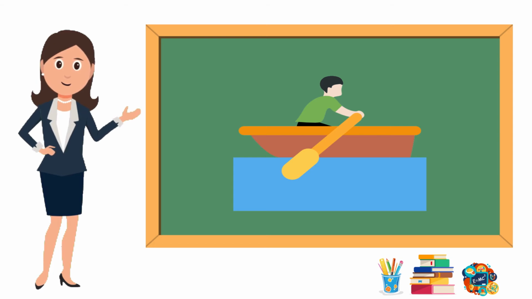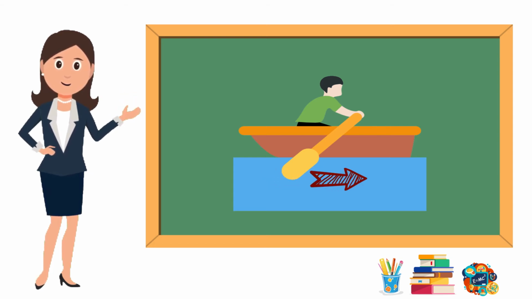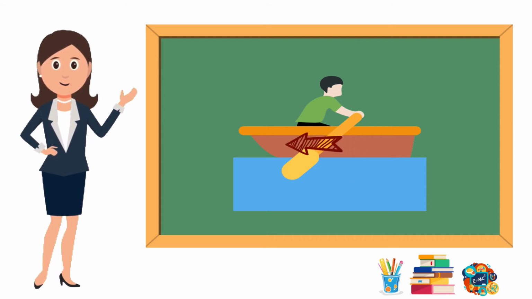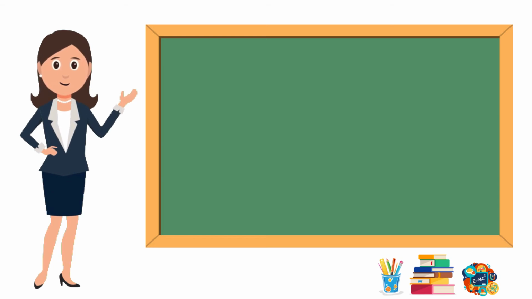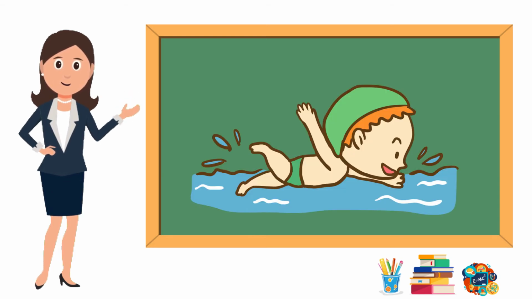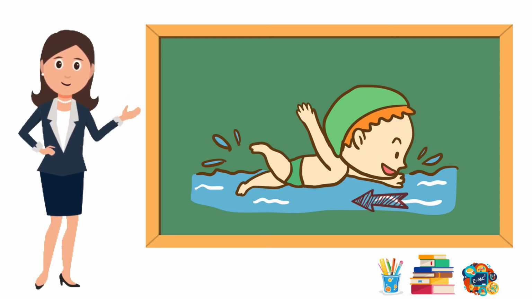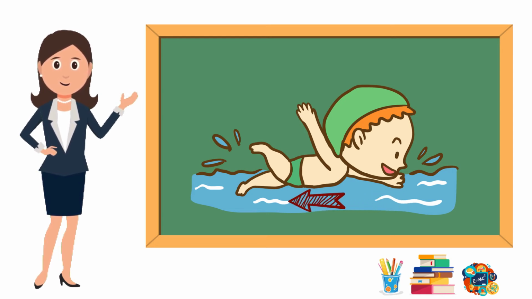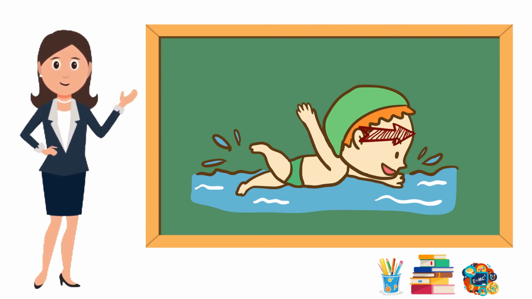In this second photo, the man, using a paddle, pushes the water backwards. As a reaction, the water pushes the boat forward. In this third photo, the swimmer pushes the water backwards. As a reaction, the water pushes the swimmer forward.